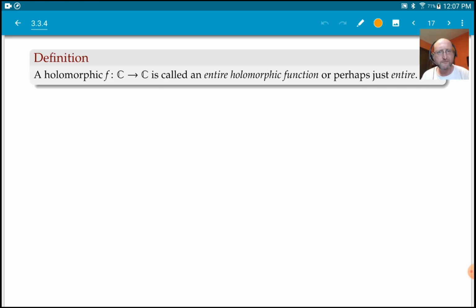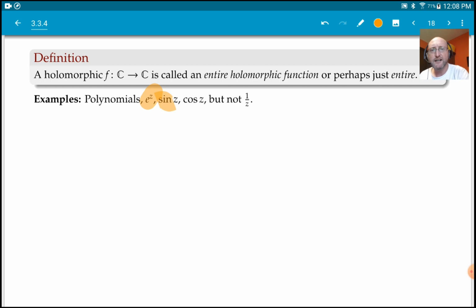A holomorphic function where the domain is all of C, we're going to call an entire function. If we just say entire, we mean entire holomorphic function. Sometimes the word entire is used for things other than holomorphic functions, so technically, to be completely correct, we should say entire holomorphic function, but we might just say entire. Examples: any polynomial is an entire function. e to the z is an entire function. Sine, cosine. But for example, not 1 over z, because that is not defined at 0.